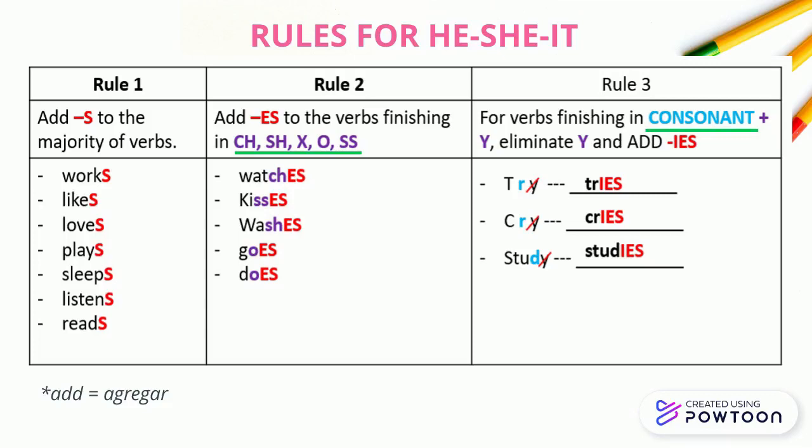But if there is a vowel, it's different. For example, play. You have a vowel before letter Y. So what do you do? Not rule number 3. The only option, letter S, rule number 1.